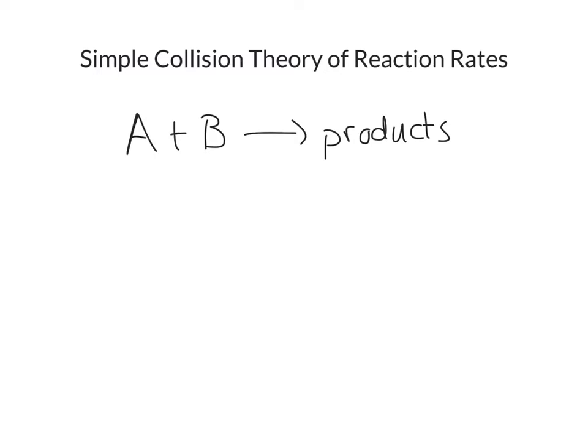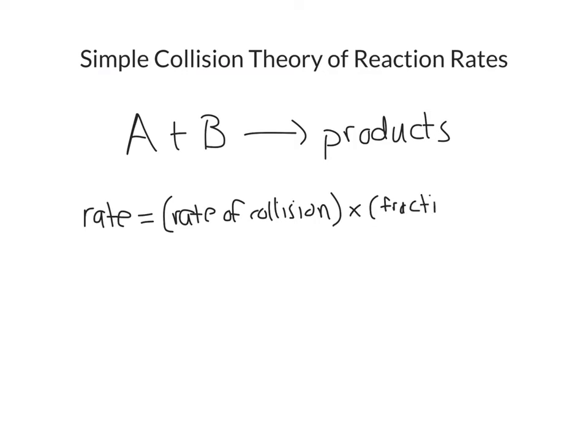And so we could imagine that the rate of the reaction would depend on how fast the collisions occurred, so the rate of collisions, but not every collision is going to lead to reaction, and so that rate of collisions is going to have to be multiplied by the fraction of those collisions that have enough energy to react, because only the fraction of collisions that have enough energy to react are going to actually form products.